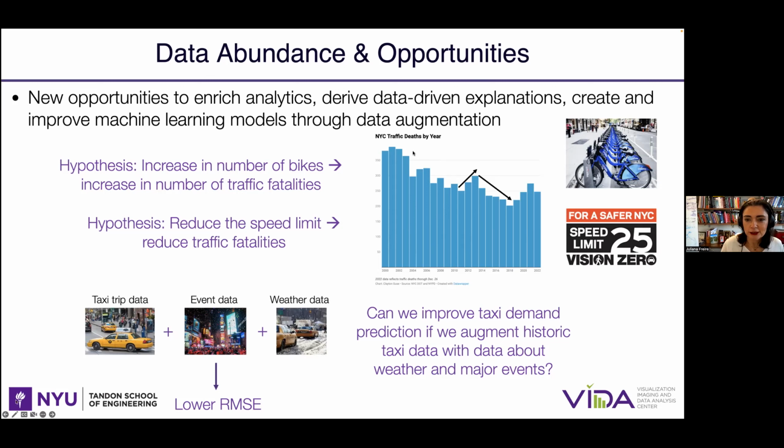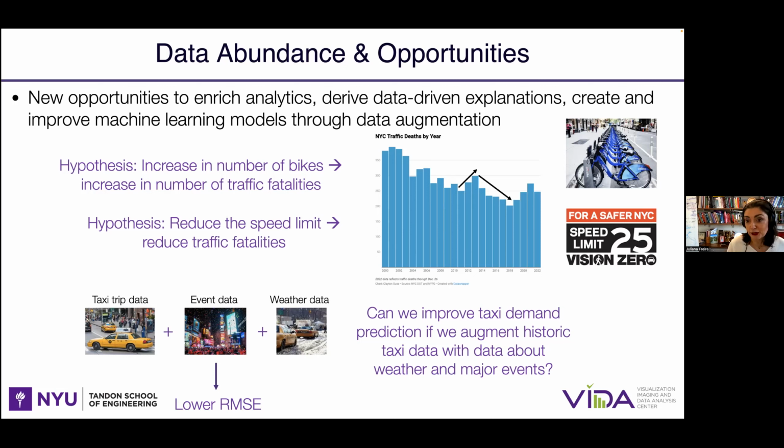You can see some trends. It went down, and then around 2013 it went up again, and then it went down. So what could explain these trends? We know that in 2013 was when Citi Bike actually started in New York City. So you may ask, is it the case that the increase in the number of active bikes in the city actually increased the number of fatalities?